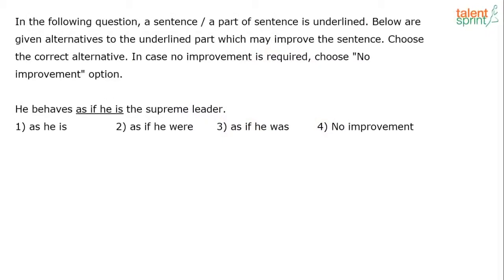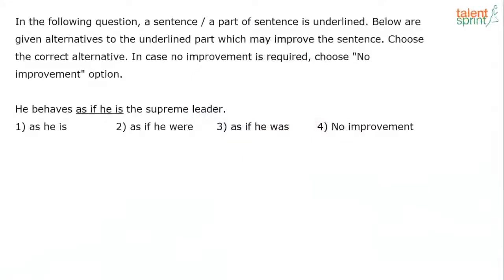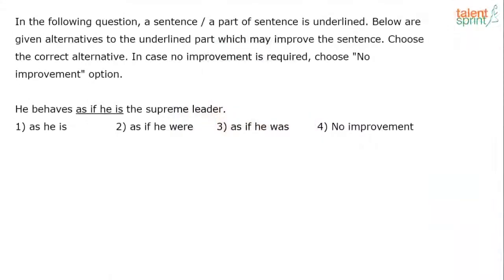Okay. Let's see. Now, in the context, is this person a supreme leader? No, he is not, right? So, when you say he is so and so, which means you're either talking about a fact or a general truth. That's when you use a simple present tense. You always use a simple present tense to talk about a fact or a truth. But in the context, he's not a supreme leader. He's behaving like he was one.